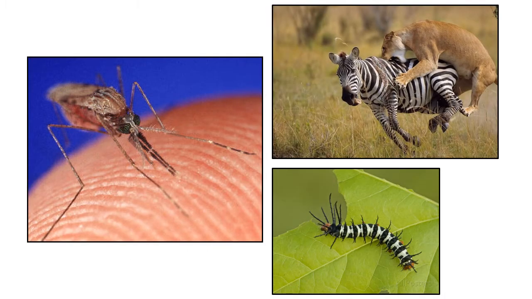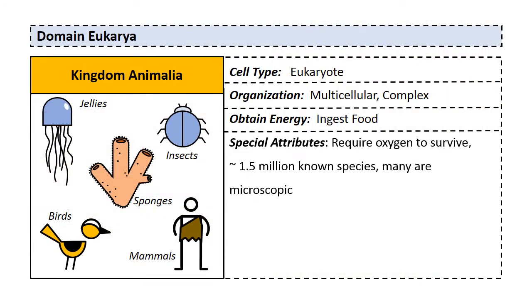You could be parasitic, you could be a predator like the lion, you could be an herbivore like the caterpillar or the zebra in this case. Some of the special attributes: animals require oxygen to survive. Some bacteria and fungi don't. It's by far the most diverse group on the planet with about 1.5 million known species. So out of the 2 million known species of life, 75% of those are animals.